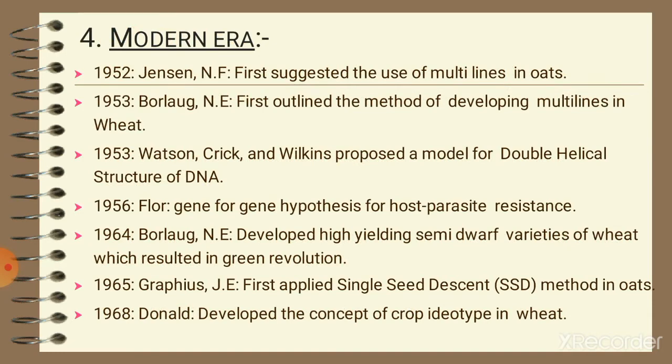Then the fourth one is the modern era. In 1952, Jensen first suggested the use of multilines in oat. In 1953, Borlaug N.E. first outlined the method of developing multilines in wheat. In 1953, Watson, Crick and Wilkins proposed a model for the double helical structure of DNA.